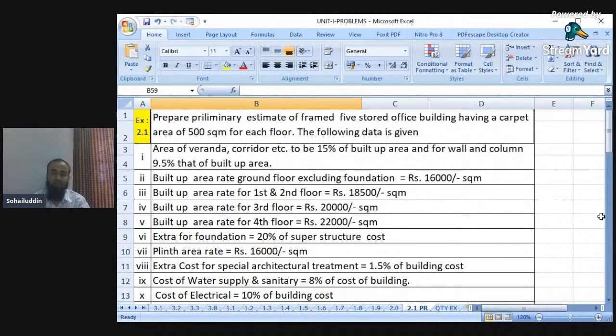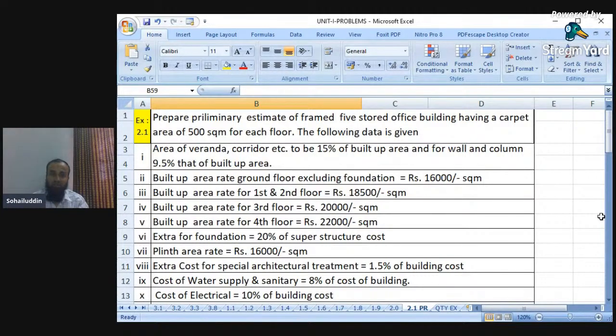So here the practical number 1, that is experiment number 1, to be written in the record books is example 2.1. Here you have to write down in the practical record book: prepare a preliminary estimate of the framed 5-story building. Here it is G plus 4, that is ground floor plus 4 floors, total 5-story. A 5-storied office building having a carpet area given as 500 square meter for each floor.